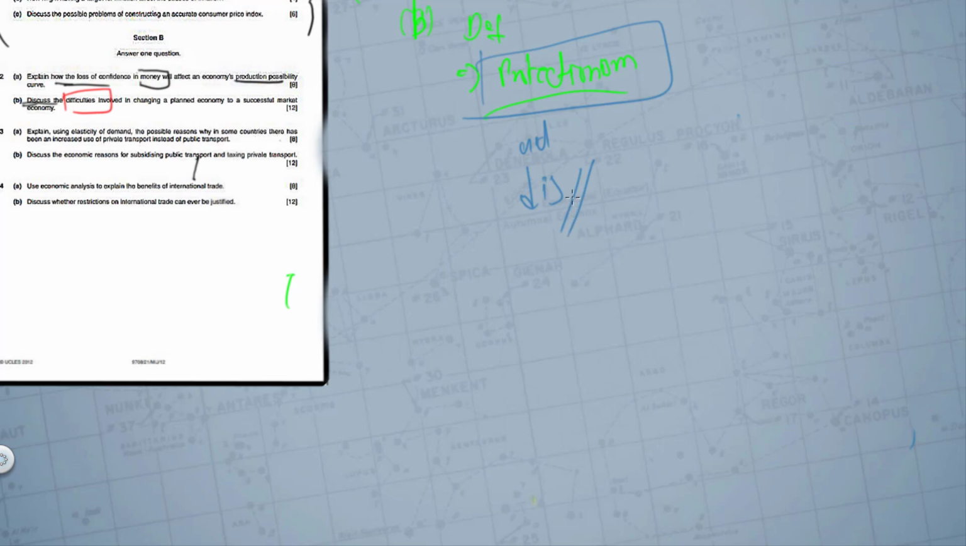Again, this entire part is all about protectionism. What are the advantages? What are the disadvantages to the economy? And then at last you have to justify your answer. Justify your answer means evaluate your answer. Have a concluding paragraph here. You can give your own answer. Do you think it is better to have protectionism, or do you think it is worse to have protectionism?